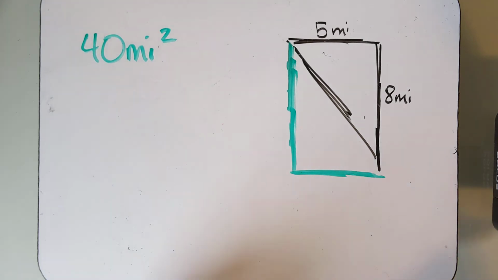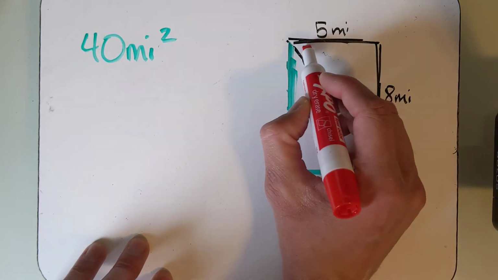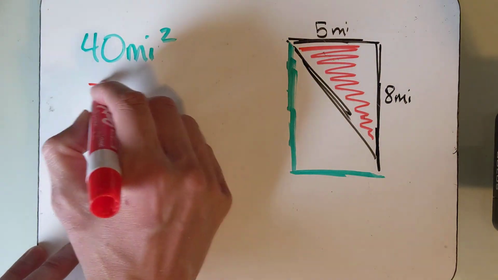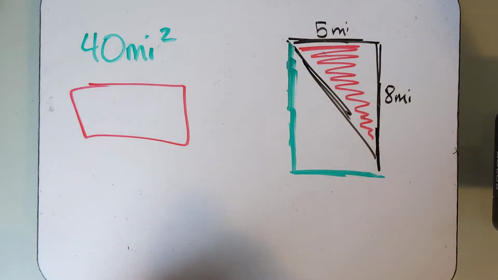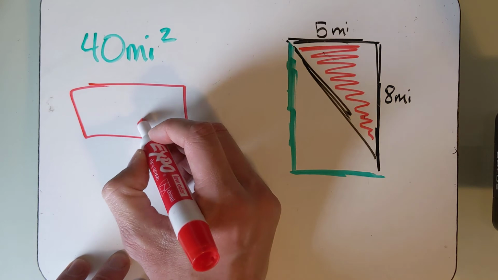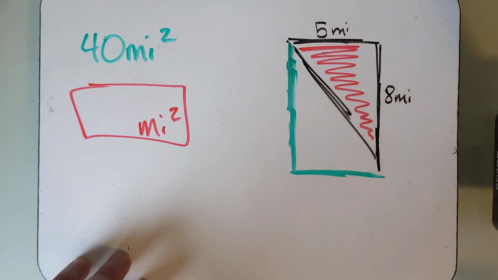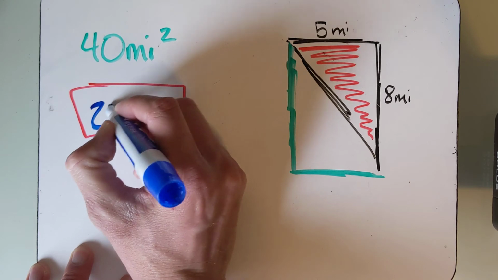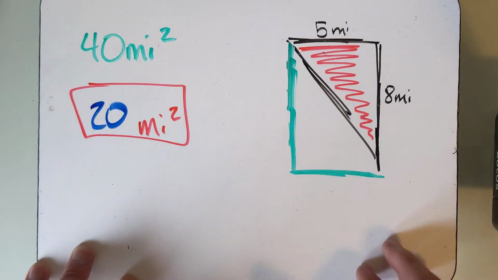Now, of course, though, we only want to find what is half of that 40. So go ahead, take a second and write down what you think the half of the 40 is going to be, but don't forget your units. So it would be miles squared. Go ahead and think about what that's possibly going to be. So thinking about what is half of 40 is just going to give us 20. So our answer is 20 miles squared.